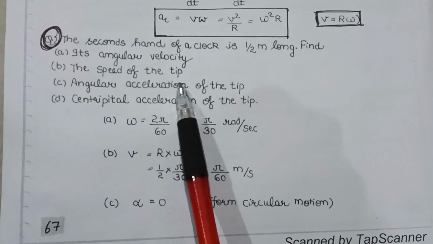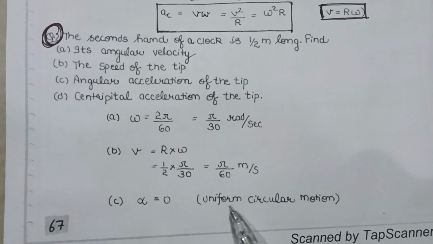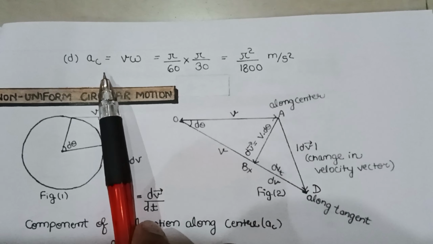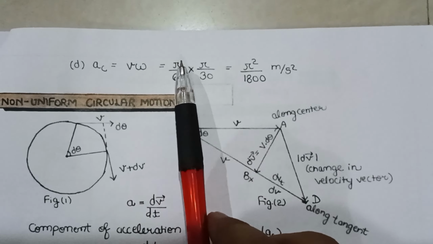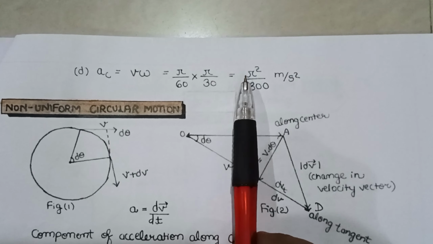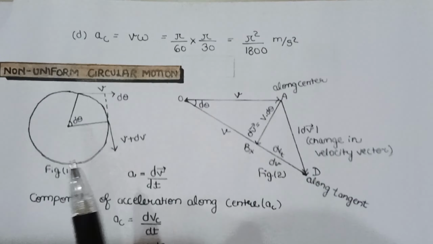Then angular acceleration of the tip. Alpha is equal to 0 because it is uniform circular motion. ac, or centripetal acceleration, is equal to v into omega is equal to pi by 60 into pi by 30 is equal to pi square upon 1800 meters per second square.